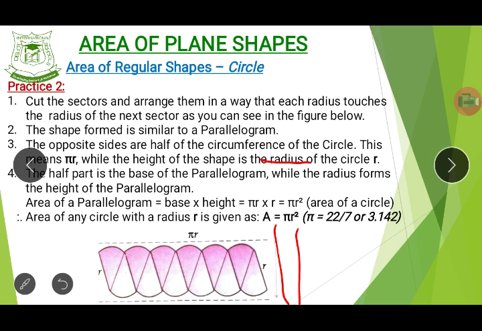Therefore, the area of any circle with a radius r is always given as A, that is area, equal to pi r square. The area of a circle is always pi r square. And there are some important things you need to know about pi. That pi we use all the time is represented as 22/7 or 3.142. Okay, so let's take a look at some examples.